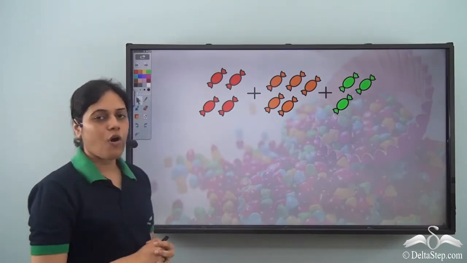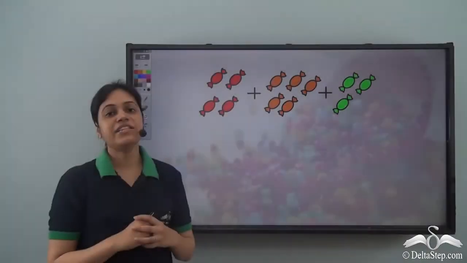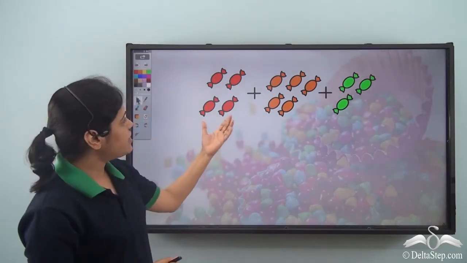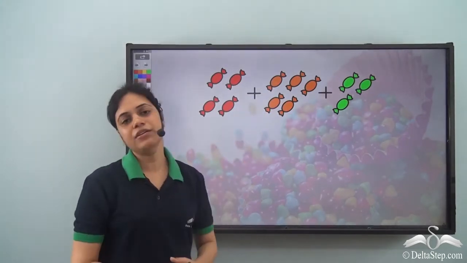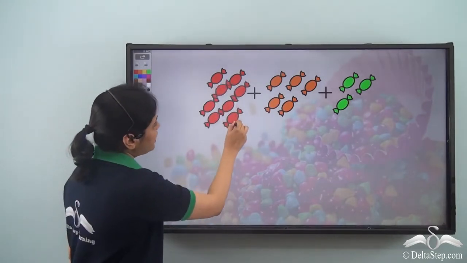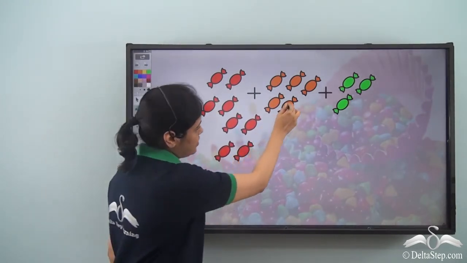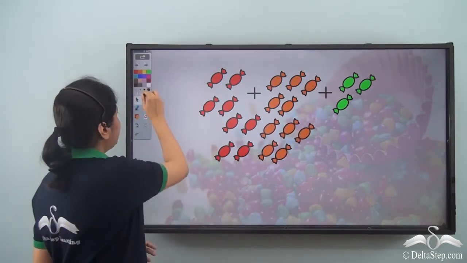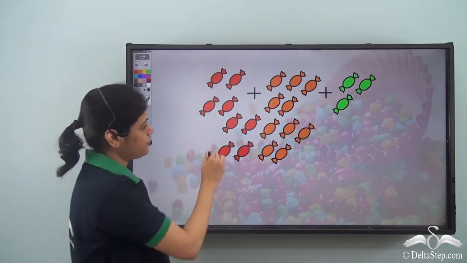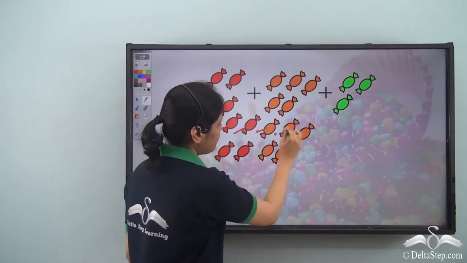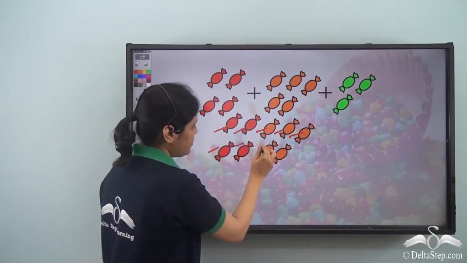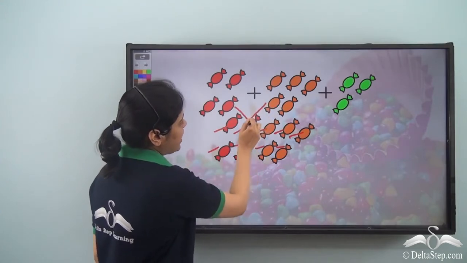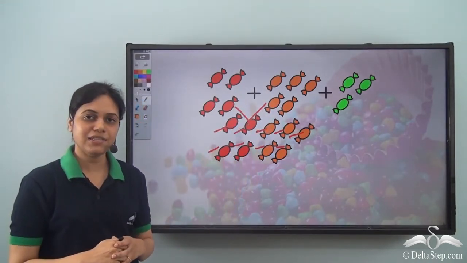Let's bring together, or add, all the candies. So first, let me add the red candies and the orange candies. So I'll bring together the red candies and the orange candies, and let's count how many candies are here. 1, 2, 3, 4, 5, 6, 7, 8, 9 candies. So by putting together red and orange candies, we get 9 candies.